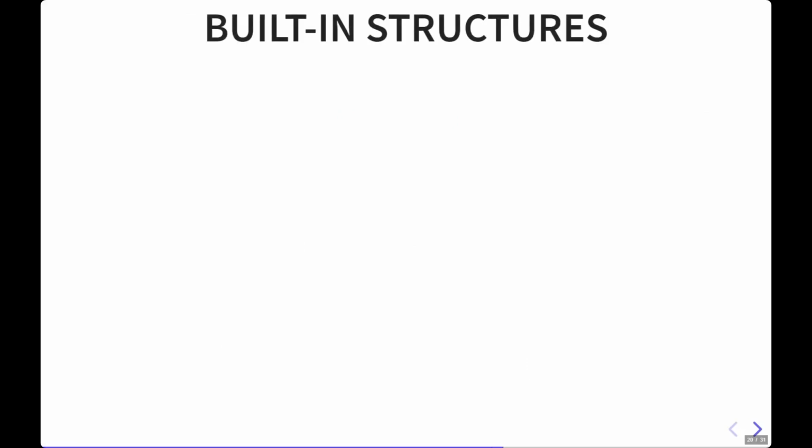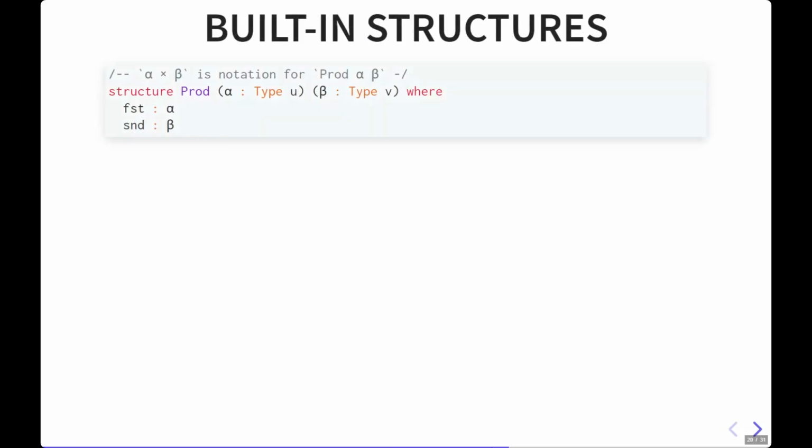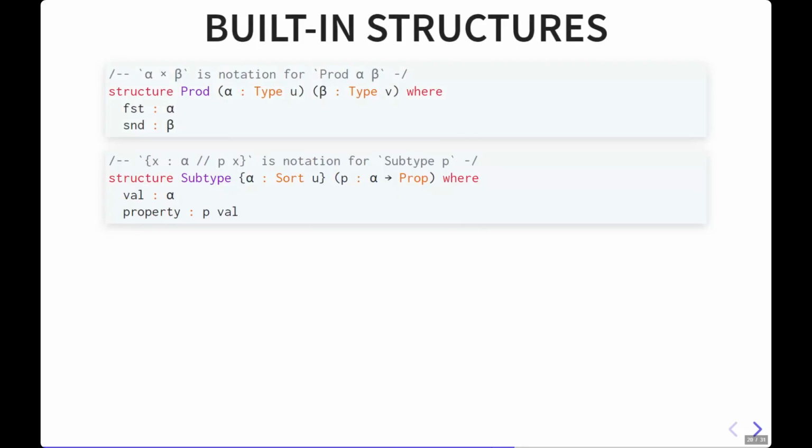So Lean has some built-in structures. The product type is one of the simplest structures. This again takes two parameters, the type for the left-hand side of the product and the type for the right-hand side. There's the subtype, which has this implicit argument, which is the underlying type, and then the explicit one is a predicate on that type. And you'd rarely actually write this out using the word subtype. You'd write it out using this curly bracket notation. And so this says I'm taking an x, an element of alpha, that satisfies P of x.